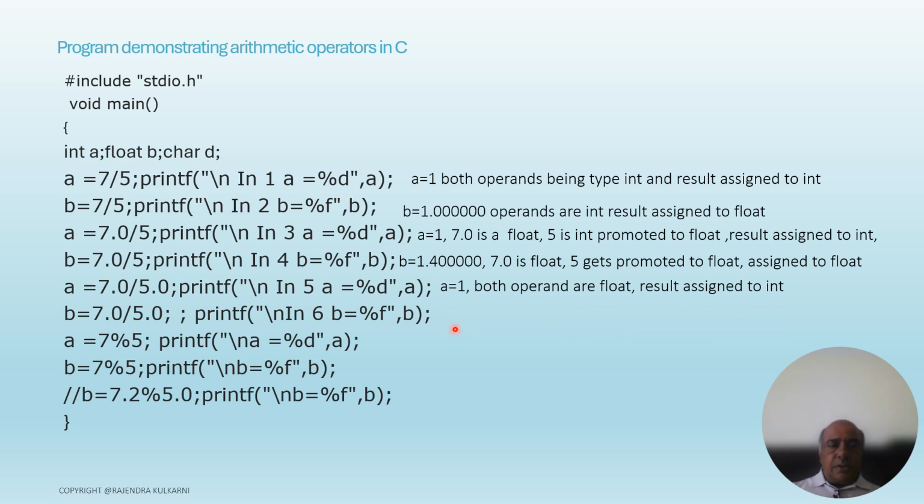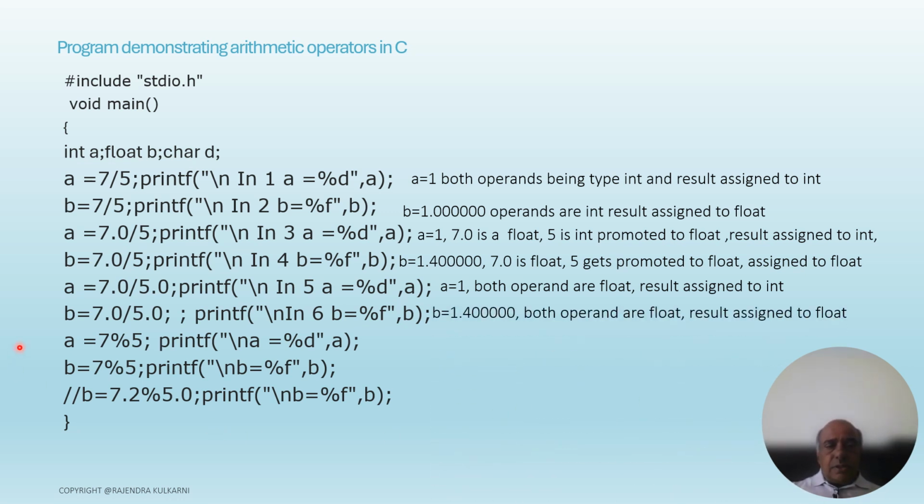In this expression, a is equal to 7.0 divided by 5.0. Both 7.0 and 5.0 are float constants. They will evaluate to 1.4, but again the value of that division is being assigned to an int variable which cannot hold a float value. Instead of 1.4, it will hold only 1, and we will get an output a is equal to 1.